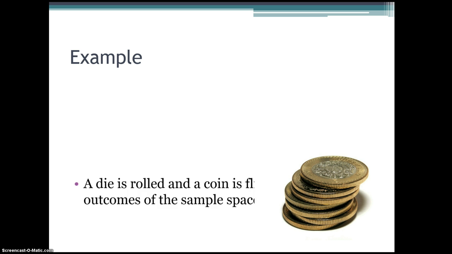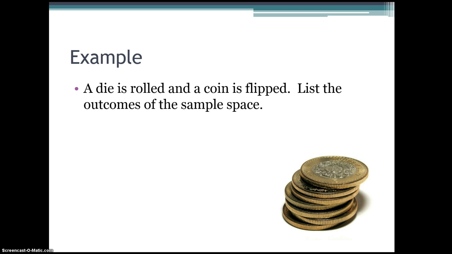Let's look at an example. Let's say that I have a die and it's rolled and a coin is flipped. List the outcomes for this experiment. So that's the sample space. We're going to have to make a set, so we're going to use our set notation again.